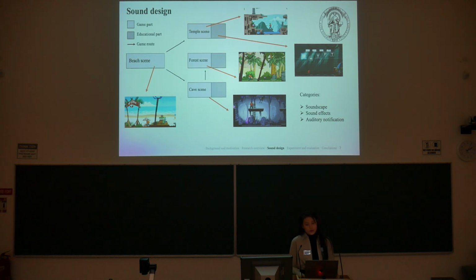In this slide, I will talk about the overview of sound design. As you can see in the left side picture, the game has 4 parts: the beach scene, cave scene, forest scene, and the temple scene. The light part is the game part, and the dark gray part is the educational part. And we have 3 types of sound design: soundscape, sound effects, and auditory notification.